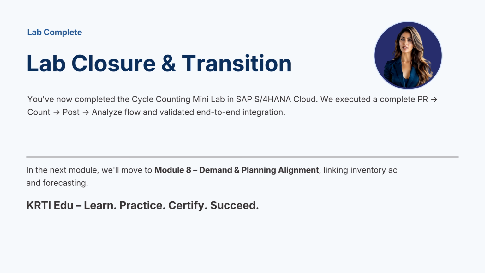Key learning takeaways. Let's recap what we've accomplished. You performed a full cycle counting flow, from identifying due materials to entering counts and posting differences. You saw how tolerance control, analytics, and integration ensure operational discipline. Remember, cycle counting isn't just a compliance exercise, it's an ongoing accuracy mechanism that keeps financial and operational data aligned.